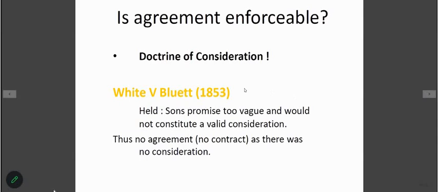In today's study, we will talk about consideration, which I explained. The first one is more on the theoretical part, but here is the case study. I only select a case study that is easy to understand, all right? So the doctrine of consideration. Here they tell you the essential thing that consideration, to work, should be considered, all right? Here, White versus Bluiett, 1853. You and me were not born yet, all right? The son's promise was too vague and would not constitute valid consideration.